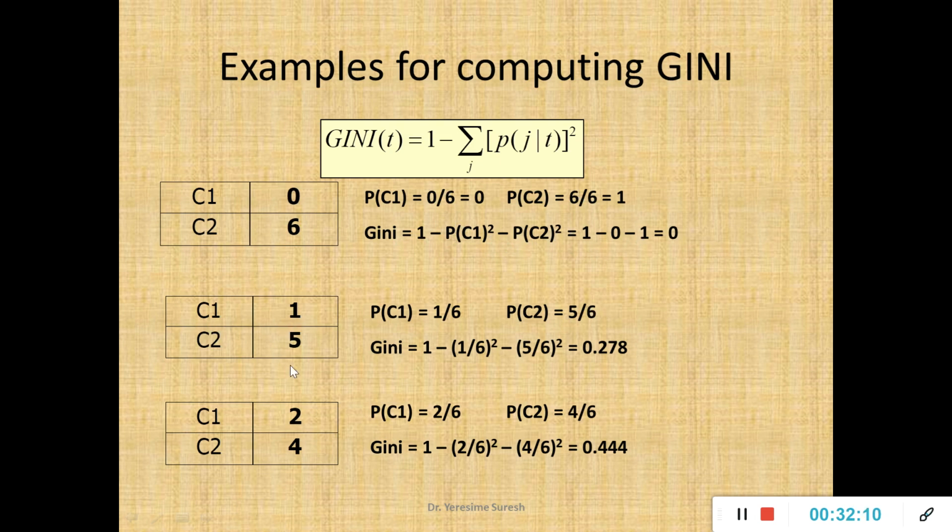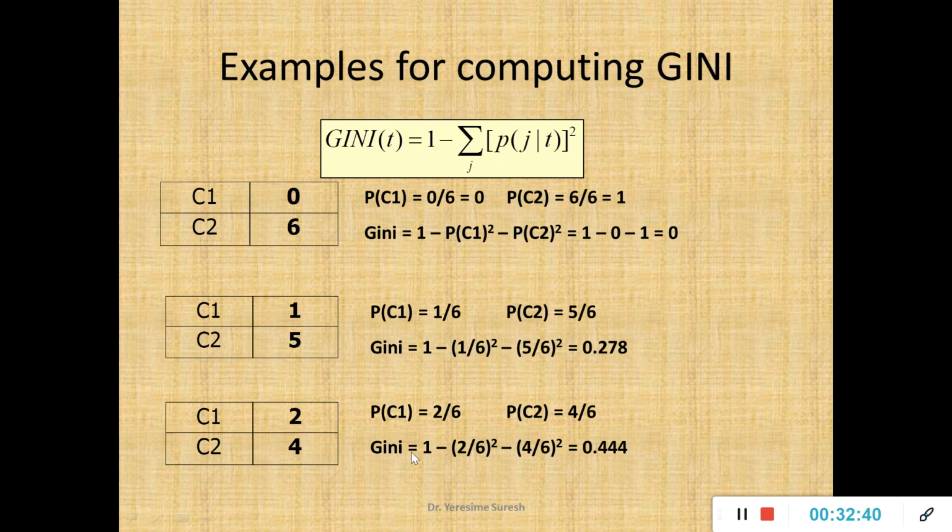Similarly, the Gini index for the split 1 and 5: 1 minus, with the total number of instances being 6. 0 plus 6 is 6, 1 plus 5 is 6, 2 plus 4 is 6. That is what I will be doing here. Gini index: 1 minus, the first class has 1 instance, and 1 plus 5 is 6, so 1 divided by 6, minus the second class, where the number of instances is 5 out of a total of 6. That's what I have done: 1 minus (1 divided by 6) whole square minus (5 divided by 6) whole square.